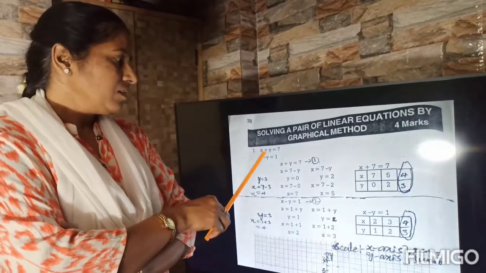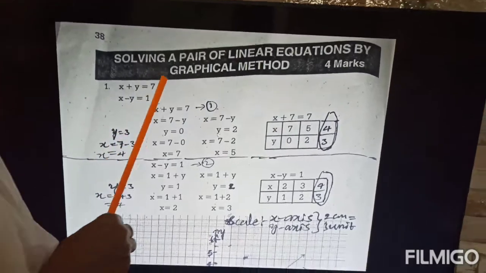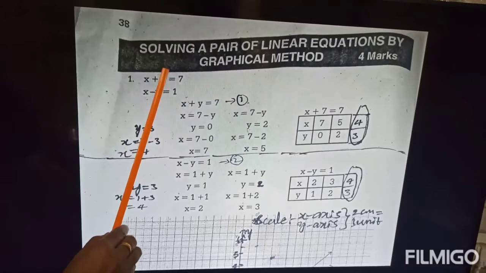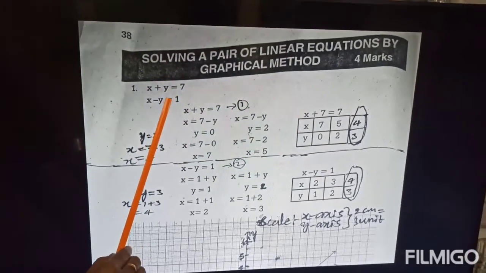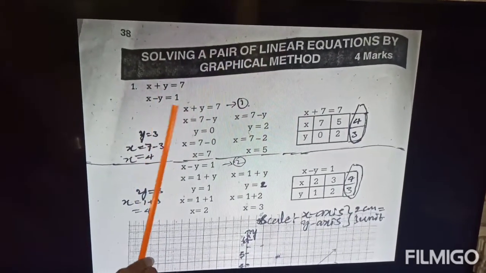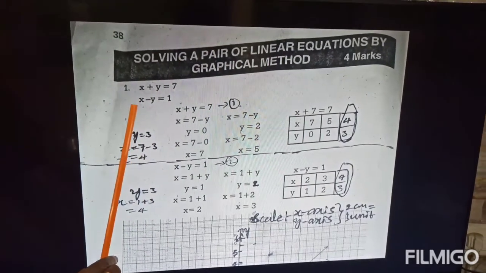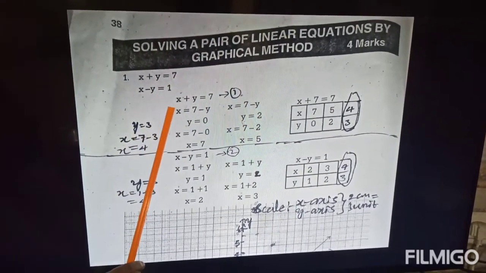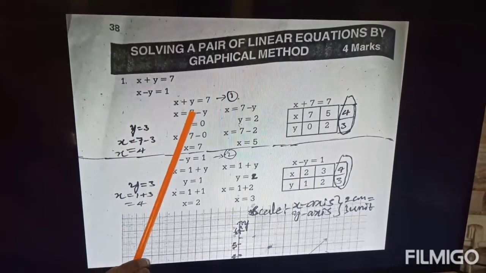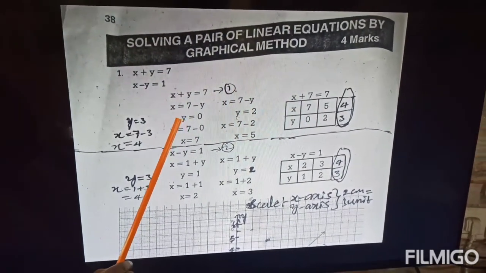See, here they gave two equations: x plus y is equal to 7, and x minus y is equal to 1. These are the two linear equations. We have to take them one by one and replace the values for x or y. Any one has to be kept as it is. For one variable we replace the values, then we'll get the values for the other.